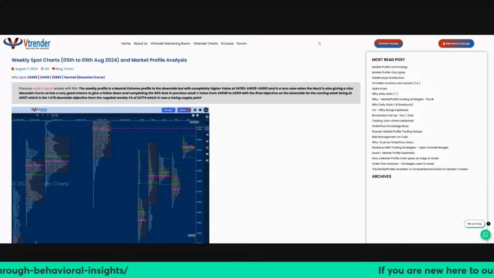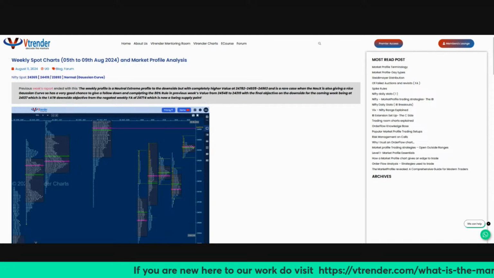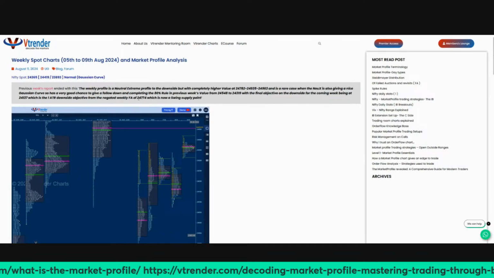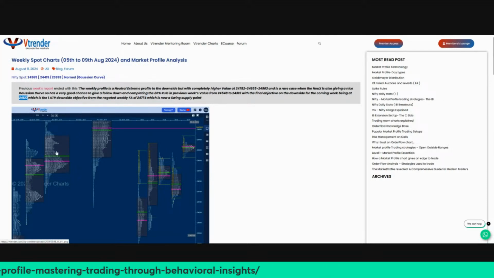So we have the weekly report which is put up in Nifty spot. We can see the weekly profile of the previous week was a neutral extreme one to the downside, and we had this closing statement that the negated weekly FA of 24774 was a swing supply point, and we were expecting the target of 24137 for the week which ended on Friday, the 9th of August.